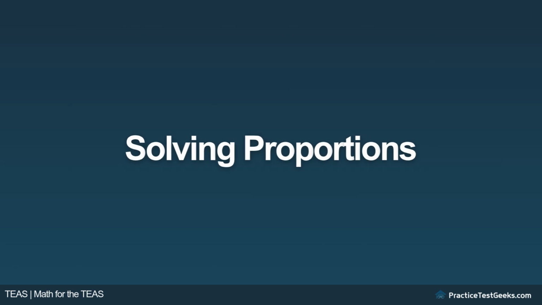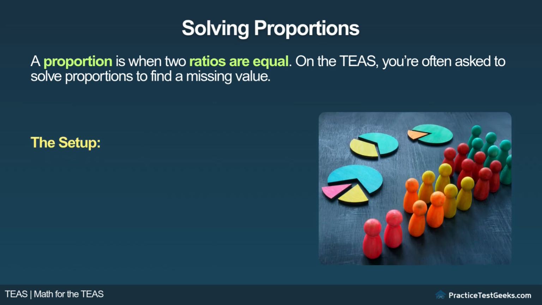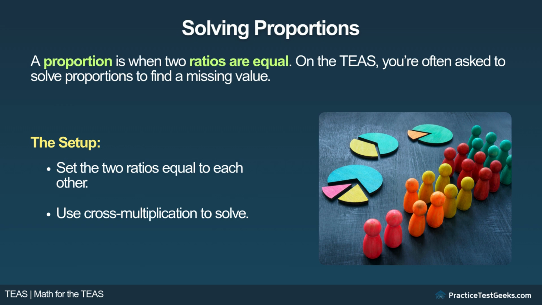Now that we've talked about ratios, let's take it a step further. A proportion is simply 2 equal ratios. You'll often see these on the TEAS when solving for an unknown value, especially in word problems, conversions, or dosage calculations. To solve a proportion, start by writing 2 ratios as equal fractions. Then, use cross-multiplication to find the missing number.